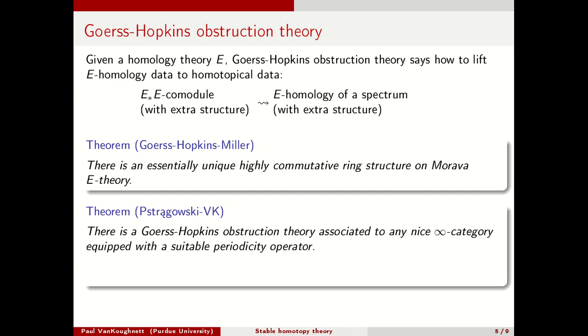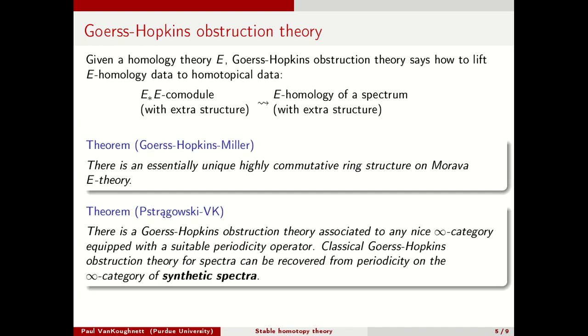In joint work with Piotr Pstrągowski, we generalize this considerably. We prove that there is a Goerss-Hopkins obstruction theory associated to any nice infinity category equipped with a suitable periodicity operator. The classical examples, the obstruction theories for spectra, can be recovered from periodicity on the infinity category of synthetic spectra, which is a category that interpolates between the category of comodules and the category of actual spectra.